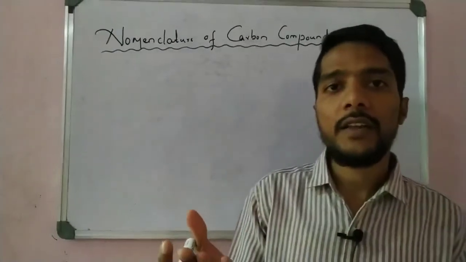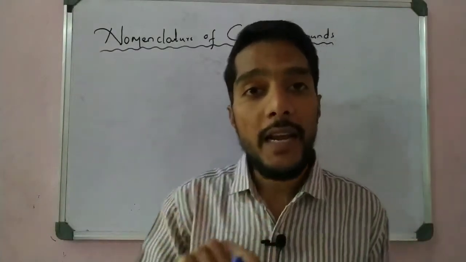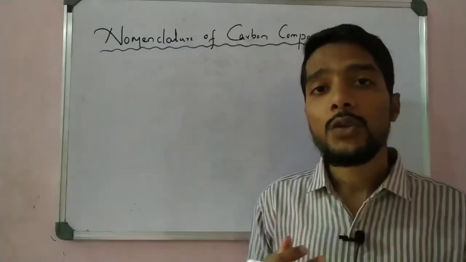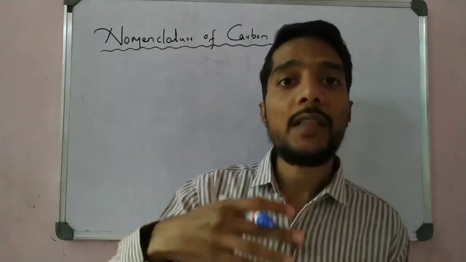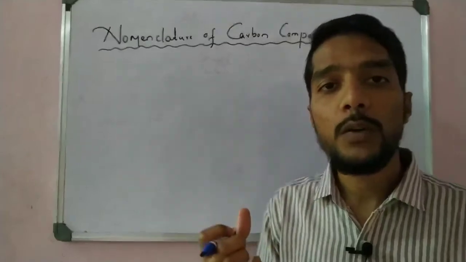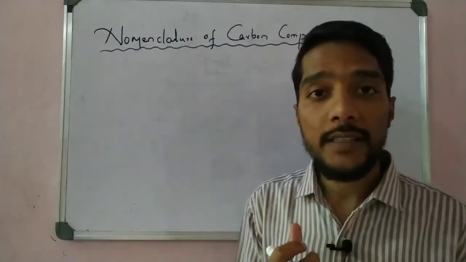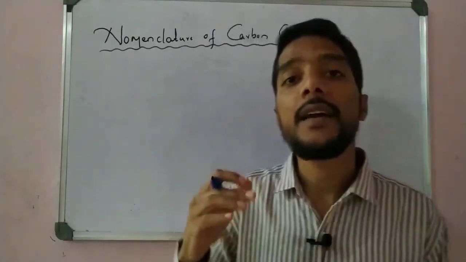In the last video we learned that if it is an alkane the suffix is ANE, if it is an alkene it is ENE, and if it is an alkyne it is YNE. Now we also take another point, that is the functional group. So we know about the functional group: alcohol, aldehyde, ketone and carboxylic acid, and halogens such as chlorine and bromine are sometimes present in the carbon compounds.